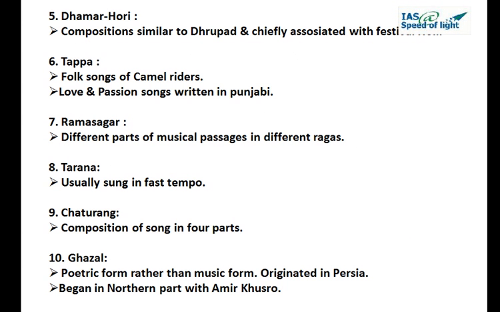The fifth form is Dhamar Hori. Hori means Holi. Compositions are similar to Dhupad in this Dhamar, chiefly associated with the festival Holi, as the name suggests. The sixth form of singing is Tappa, which is important to remember. It is the folk songs of camel riders, love and passion songs written in Punjabi, but interestingly, it is not sung in Punjab. The lyrics are in Punjabi, but it is not sung in Punjab.